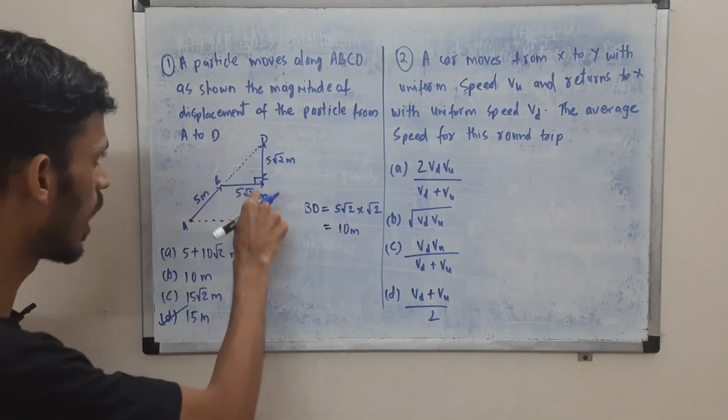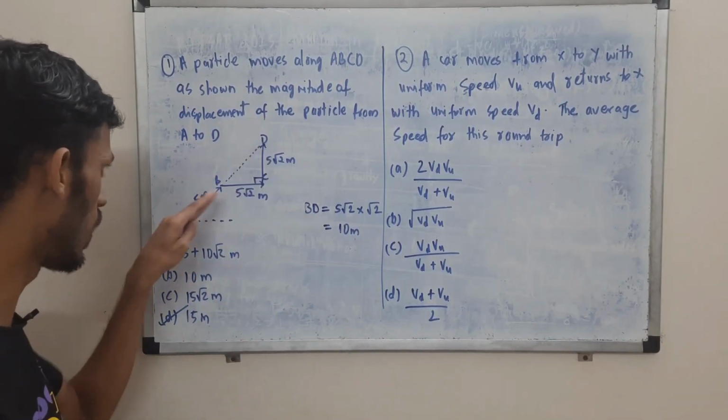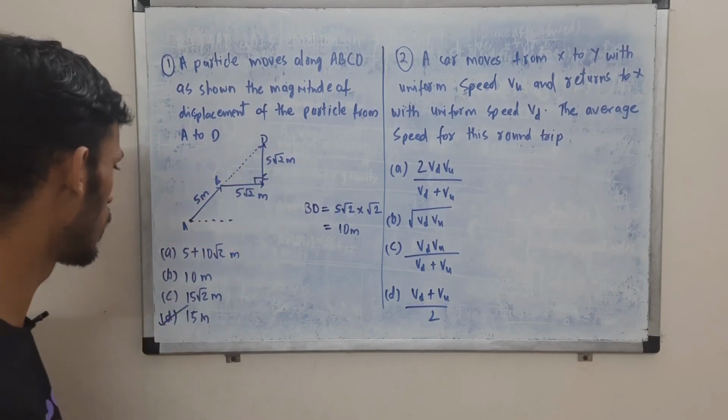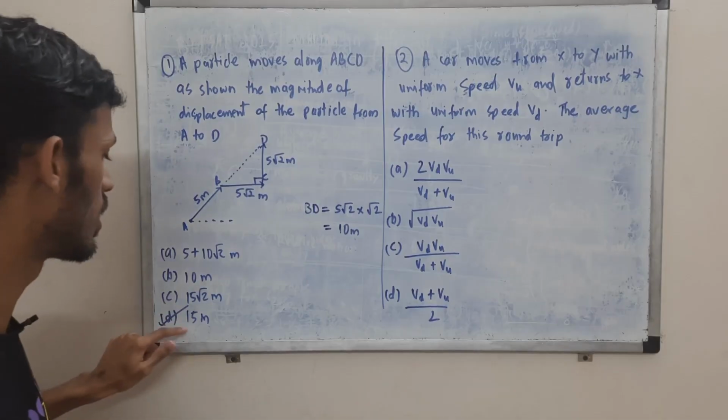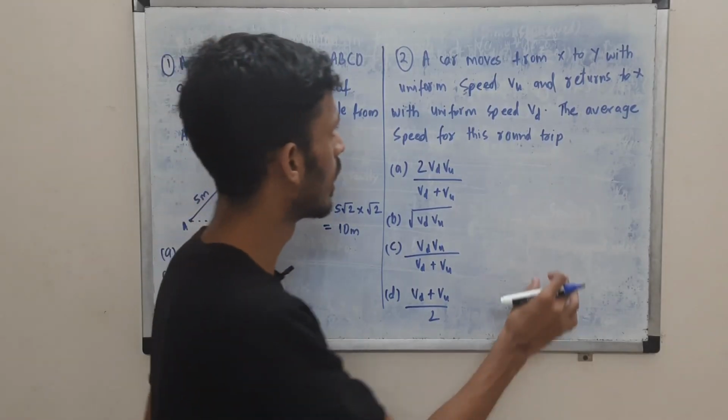Okay, for the distance you'll have to go along the path. So 5 root 2, 5 root 2. So that will be this option. Okay, that is the distance. This is the displacement between A and D. Let's come to this one.